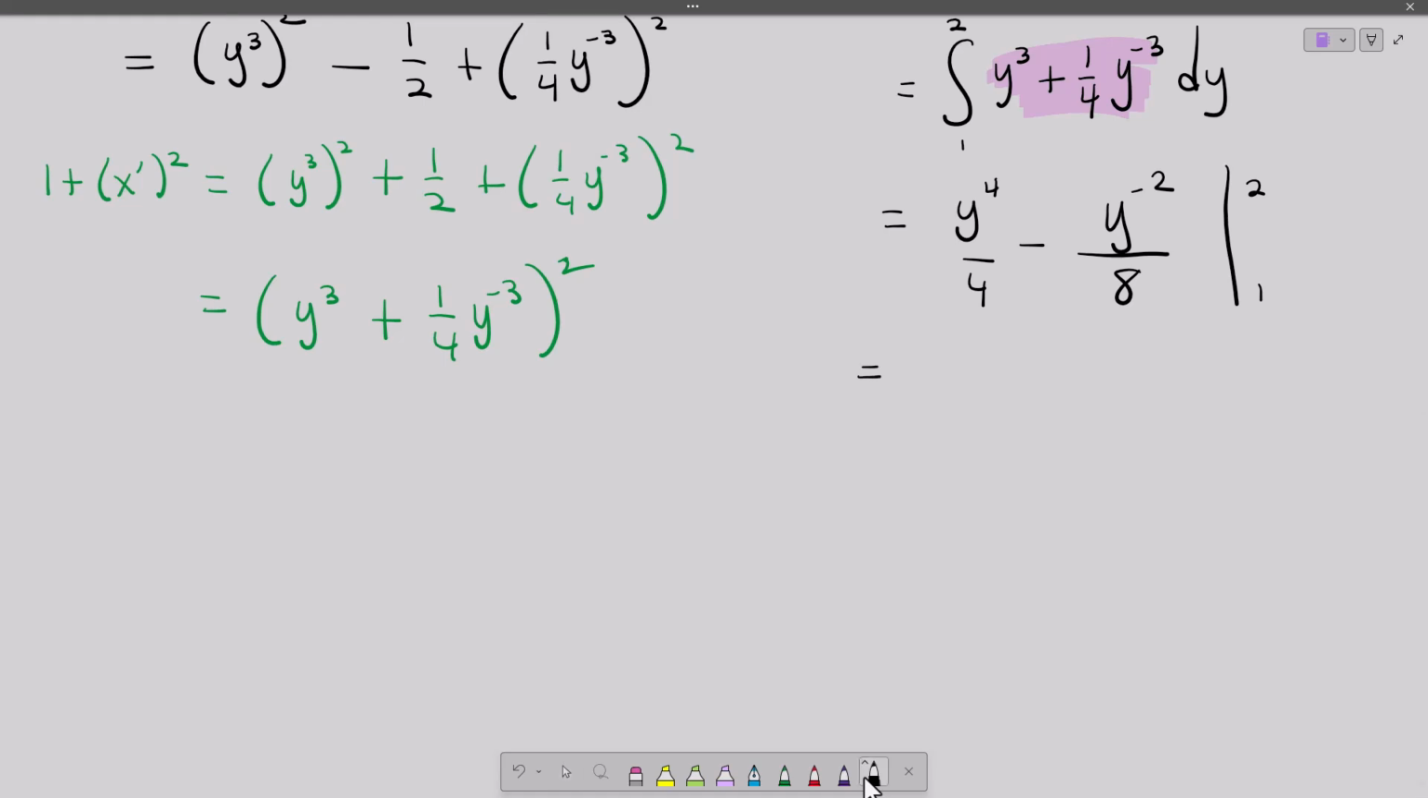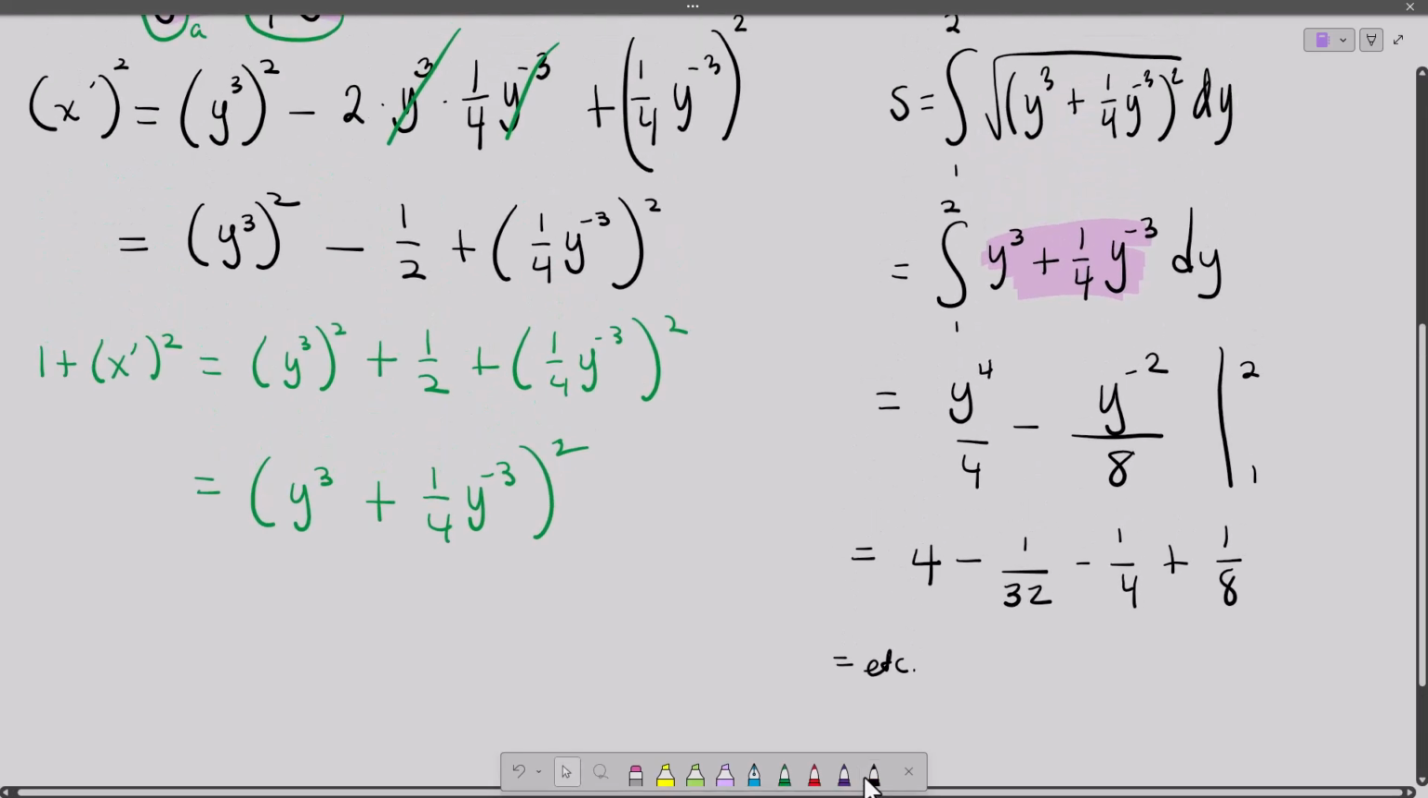So let's plug in the 2. That's 16 divided by 4, which is 4, minus, plugging in the 2 there, 2 to the negative 2 is 1/4. 1/4 divided by 8 is 1/32. And then we subtract off the antiderivative evaluated at 1, so minus 1/4 plus 1/8 when we distribute the minus sign. And I'll do that arithmetic later. All right, so any questions on any of those steps?